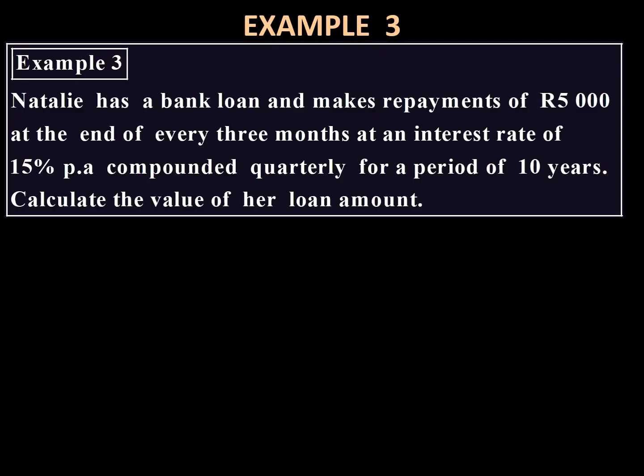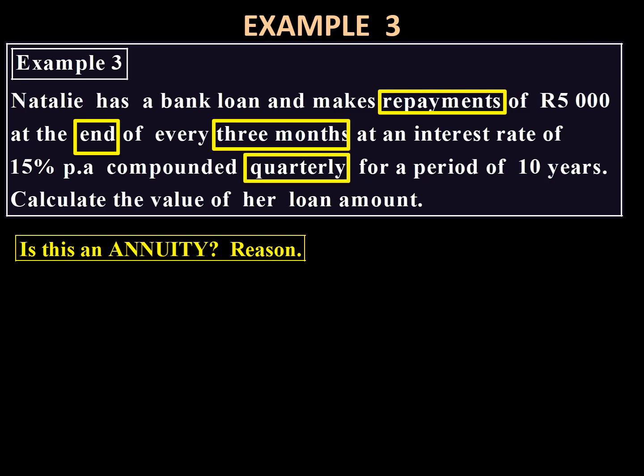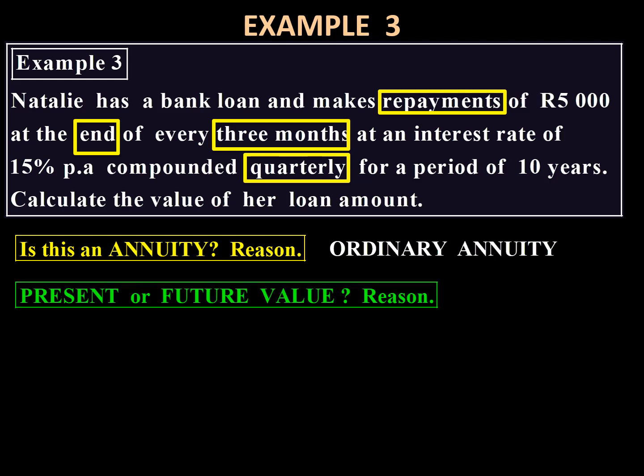Let's look at another example now. Here we have Natalie's bank loan, so we have to read the question. Is this an annuity? And what type of annuity is it, if it is an annuity? You see there's repayments. That gives us a clue it's an annuity. And it's made at the end, right? In this case, that tells you it's an ordinary annuity. And it's every 3 months, and we notice quarterly means the same as every 3 months, so that matches. So that definitely is an ordinary annuity.